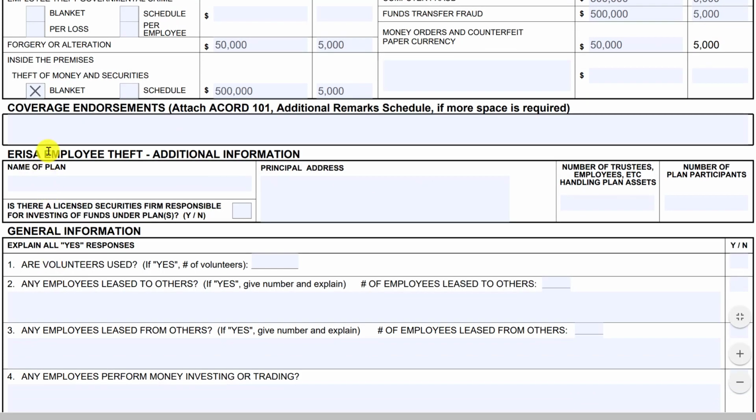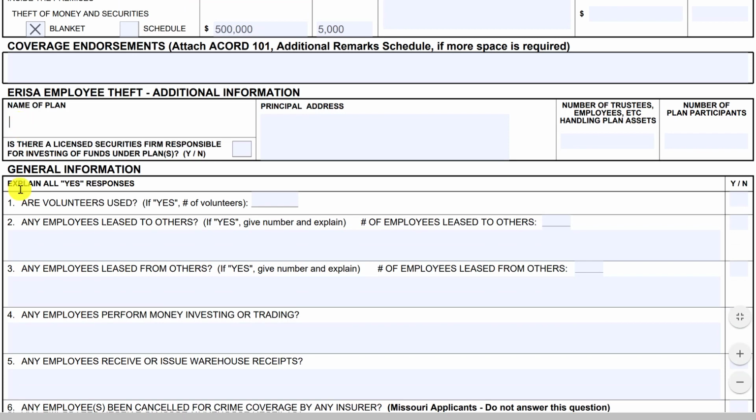All right. So ERISA employment theft. So this is again coming into the retirement funds. Let's just say it's 401k USA, and then you're just going to put the address of whatever the business is here. That's a fake address, by the way. Number of trustees, employees handling the plan assets. We're going to say it's those 3 super rich people. Number of plan participants. Well, let's just say that then there's like 30 people under them. Magic number today is 3.